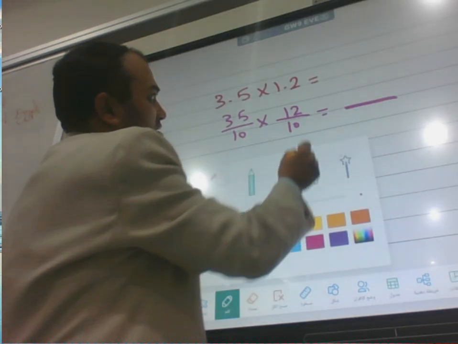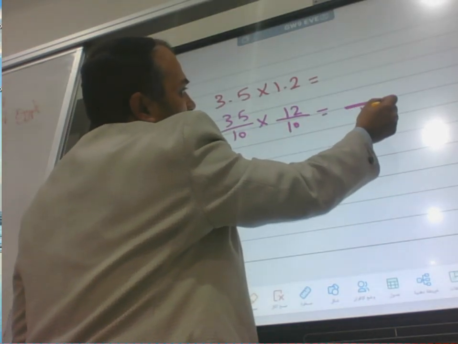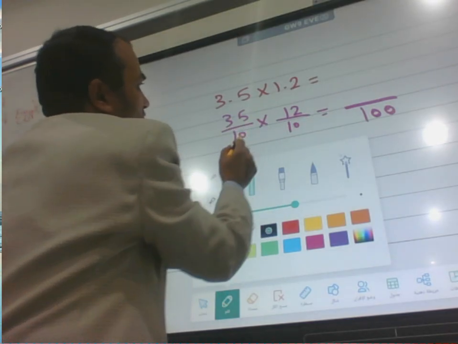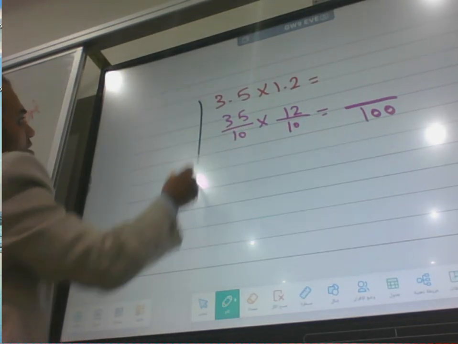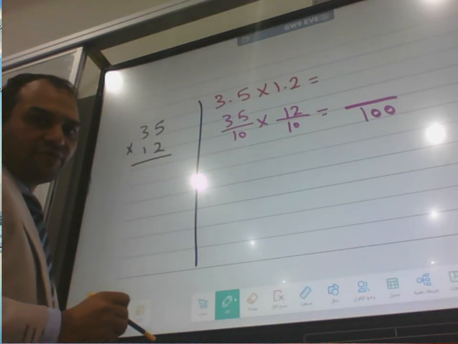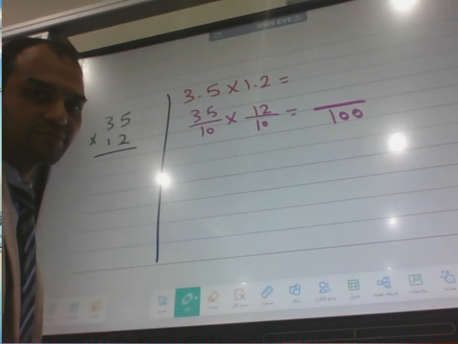We can multiply this answer here, 2 times 10 equals 100. And up in the numerator, 65 times 12. You can put that here, 35 multiplied by 12. We can find the answer here in this example by multiplying from the right hand side.